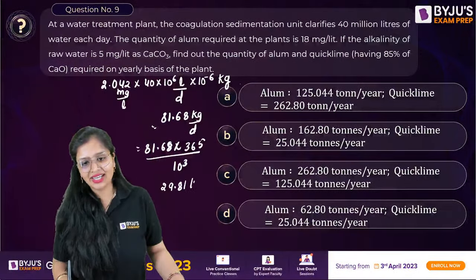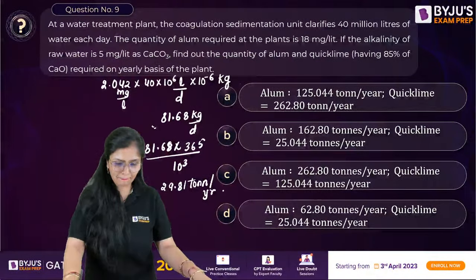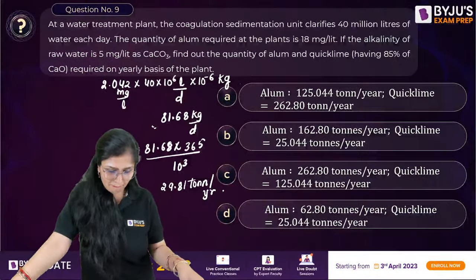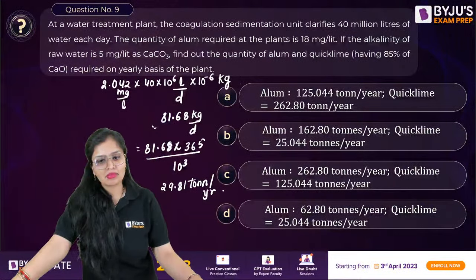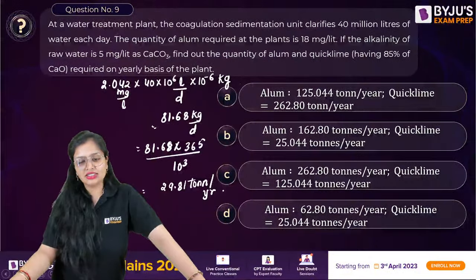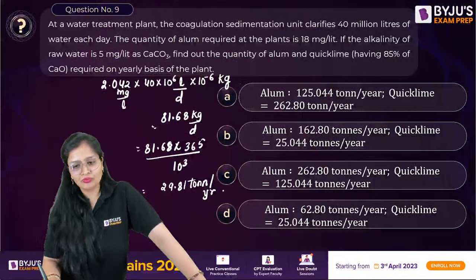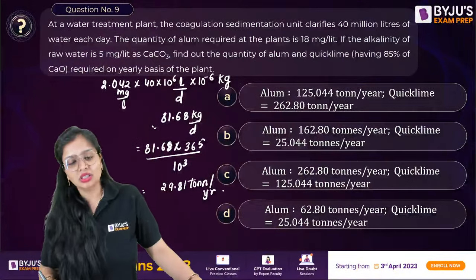Correct? See guys, if there is any calculation mistake, do let me know also. Any calculation mistake? Krishna, Nagesh, Mudassir, any calculation mistakes? Let me know. Okay. So this much is the quicklime required.